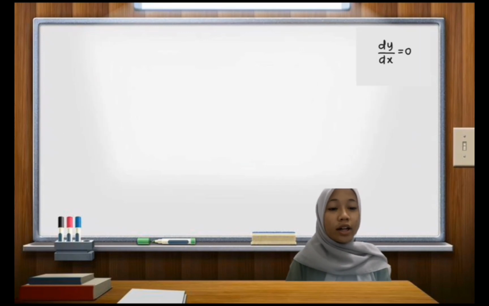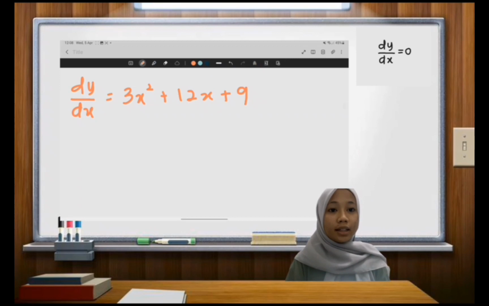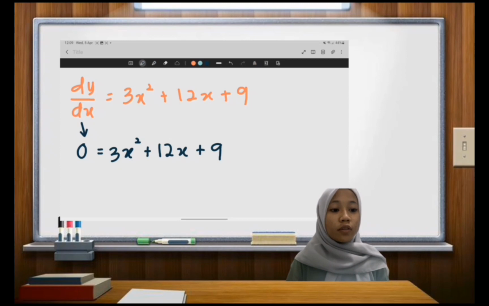We set dy/dx equal to 0 and solve for x. dy/dx equals 3x squared plus 12x plus 9. We set dy/dx equals 0 and now solve for x. This is a quadratic, so we can solve it equal to 0 by factorizing.